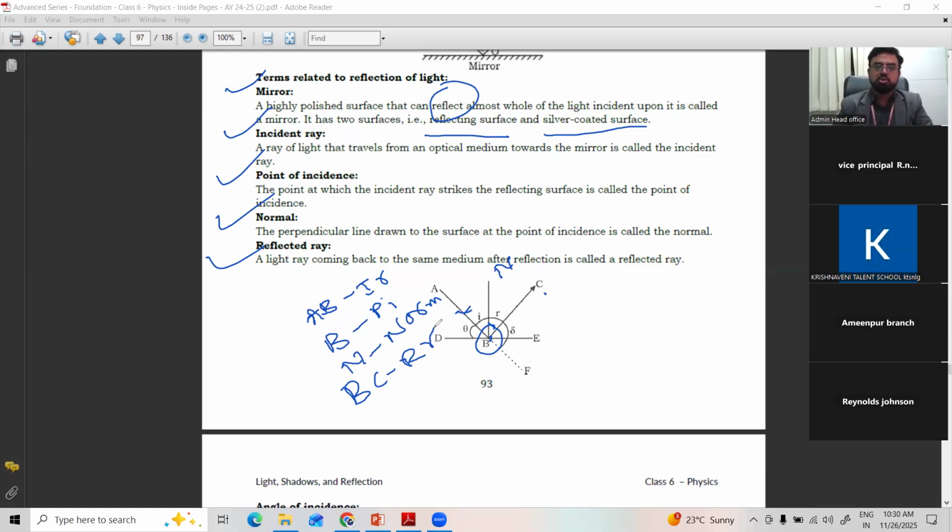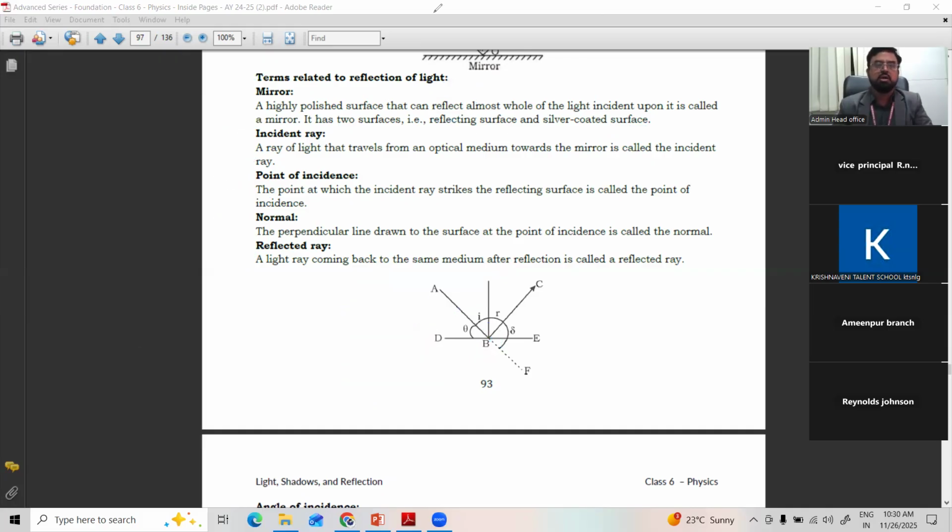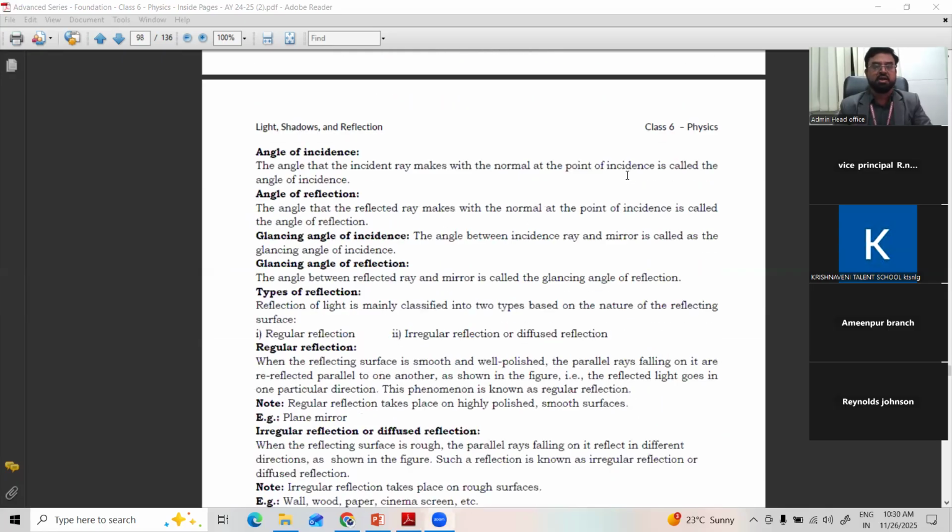Clear? So, when you are discussing reflection, the process of bouncing back of light after hitting a surface is called reflection of light. When you are studying reflection of light, we come across the reflecting medium, that is the mirror, the incident ray, point of incident, normal, and reflected ray. Apart from that, some more are there. See here. Wow, so many are there.